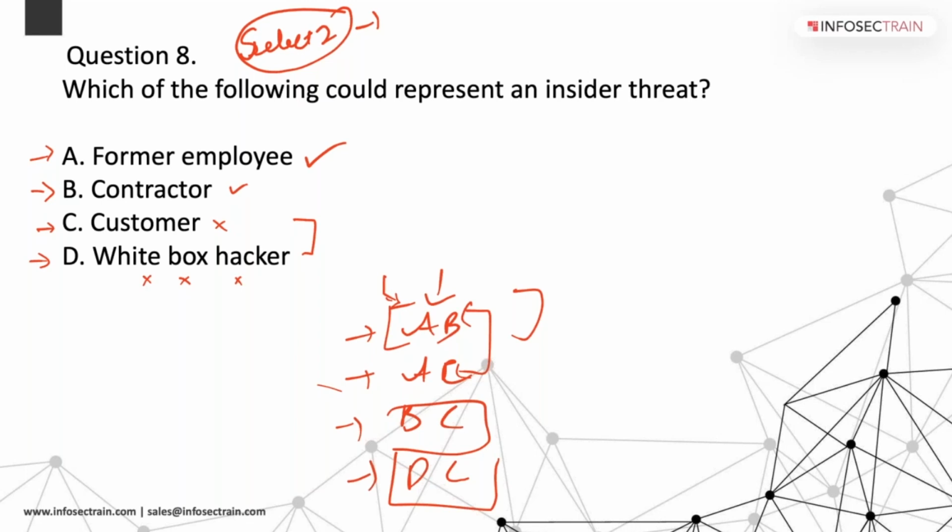Till now you can see the answers are straightforward. CompTIA is playing here and there, and many of them were one line answers. So you don't need to always get confused.